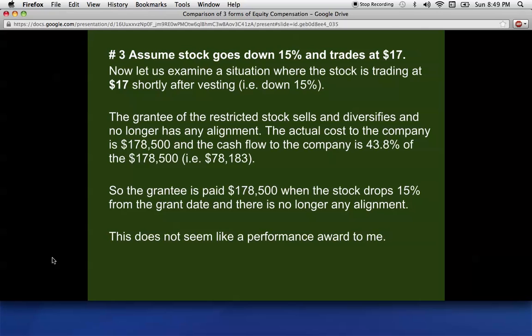with this restricted stock grant, and the cash flows to the company is 43.8% of that, which is $78,183. So the grantee is paid $178,500 when the stock drops 15% from the grant date and there is no longer any alignment. This does not seem like a performance award to me, and in fact it's not.